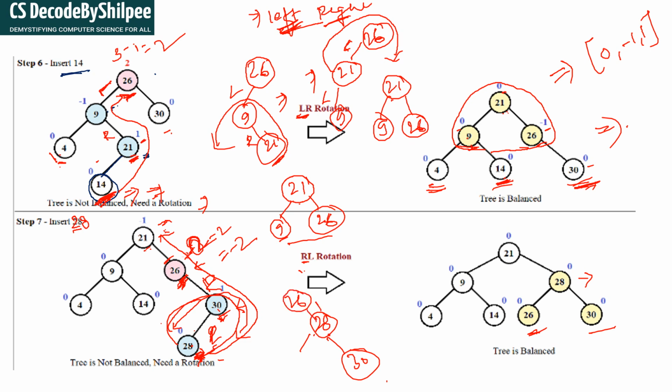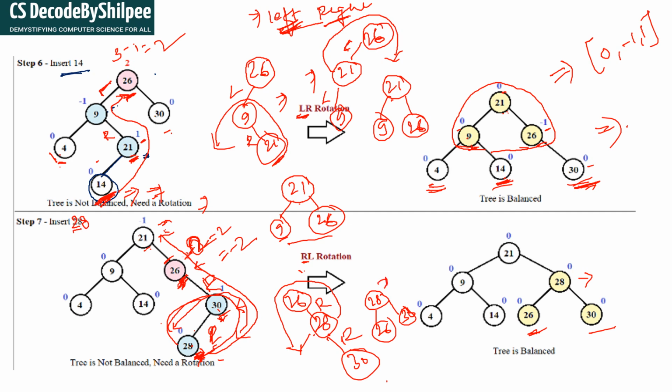So which situation is it? The situation is nothing but an RR. And for an RR situation, what will you perform? You have to perform a left rotation, and that too from the middle. So afterward, what will you get? 28 will become the root, 26 will come down, and 30 will go to the right part. This is the long cut method, and this is the short cut method.